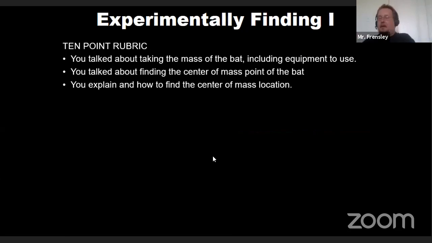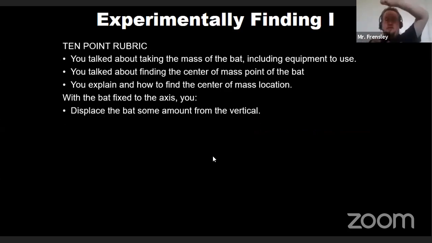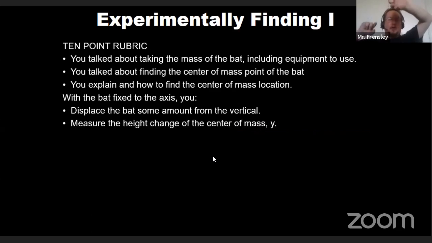Like you say, I'm going to put it on a table, and I'm just going to gently nudge it over the table. And once it tips over the table, that's where the center of mass is, where it's at the edge of the table, right? Then you fix the bat to the axis, and you're going to displace it to the side some. Okay, now you're going to measure with a meter stick how much the center of mass changes height.